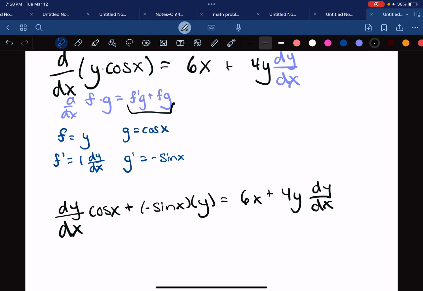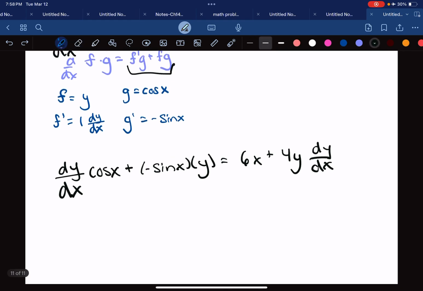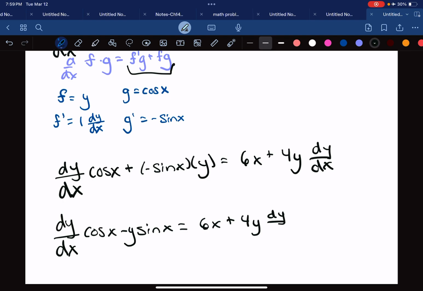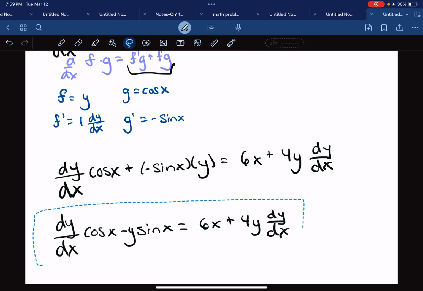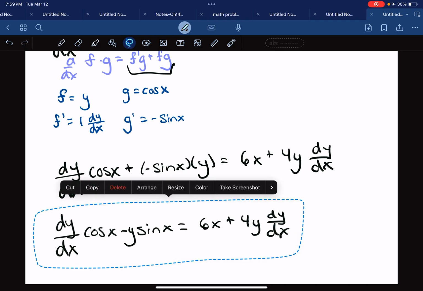The really important thing to see with some of these product rule problems is that just because you have a y term, you don't need the dy dx unless you're differentiating with respect to x. So if you do not take the derivative of a y term for a certain step, for example in this product rule problem, then you do not need to tack on that dy dx. So now we're going to isolate. We have dy over dx cosine x minus sine x times y is equal to 6x plus 4y dy over dx. So we're going to do our step 3, which is isolating dy dx.